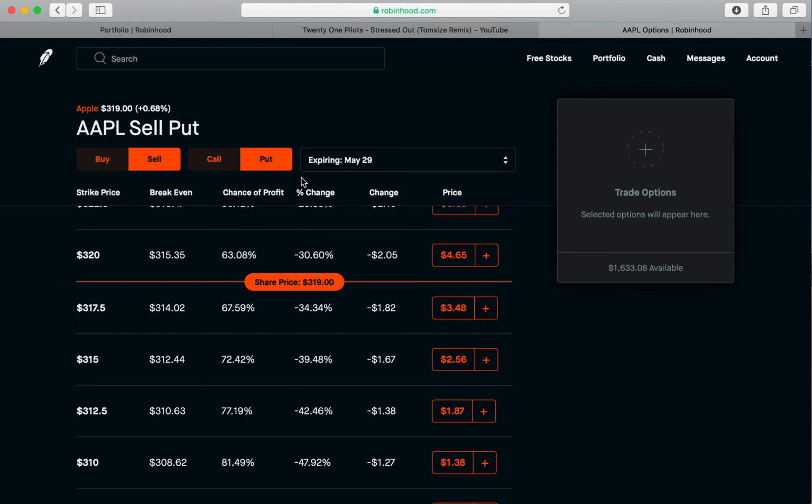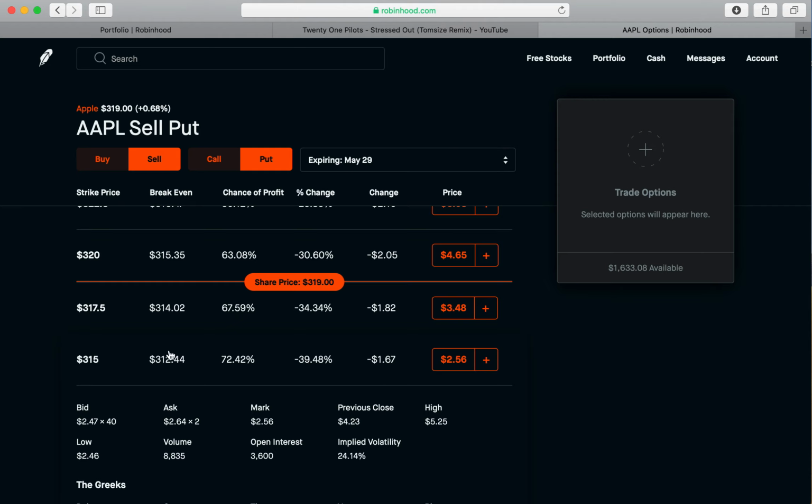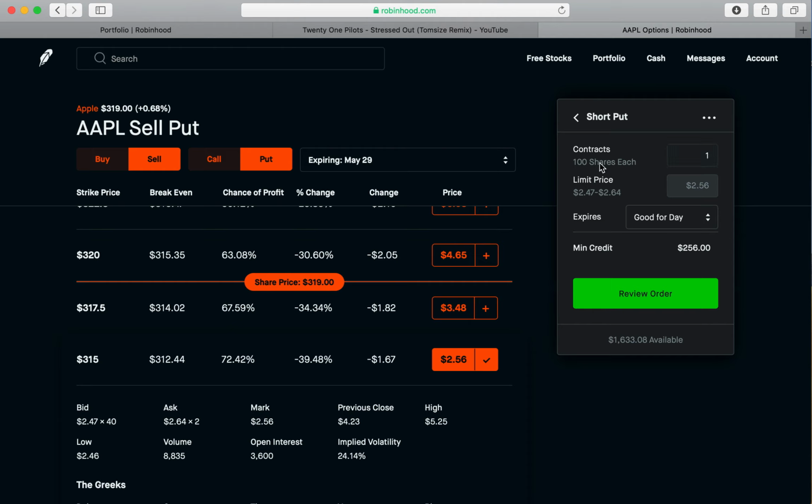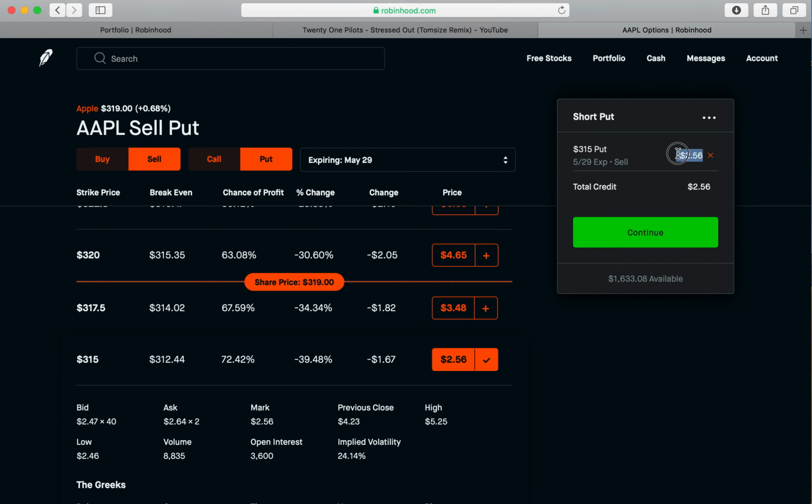So let's use an example. Let's say we want to sell the 315 call. Let's use the 315 put again. So essentially, what happens when you sell a call or a put? Here you can see that there's a negative right there, a negative 256. So what exactly does that negative mean?